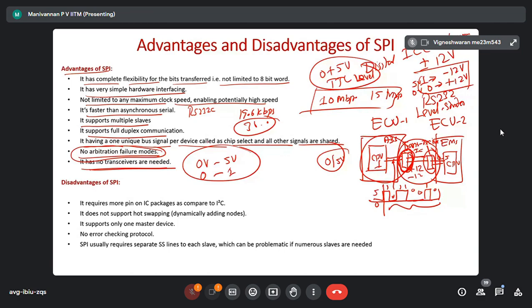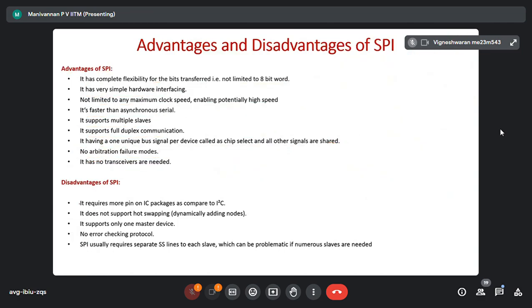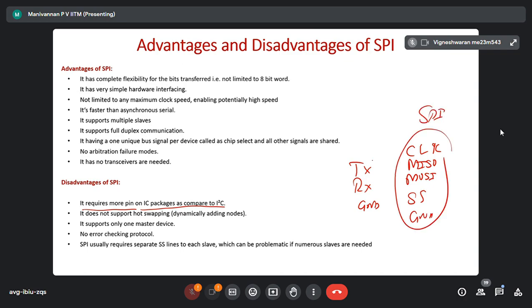Okay, these are the advantages. Note down these advantages. What is the disadvantage? It requires more pins in a package, right? In RS-232 you need RX and TX only. Of course, ground is there. In this case, what do you need? MISO, MOSI, and clock, and SS and ground. SPI requires more number of wires, more number of pins. Correct? This is RS-232. So this is a disadvantage. More wires are needed. Okay.